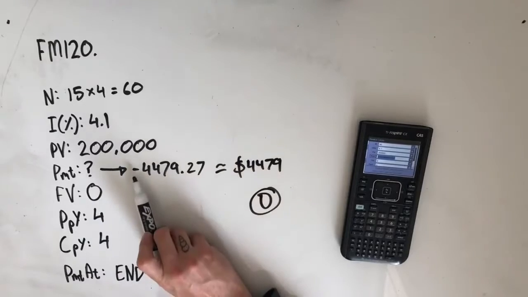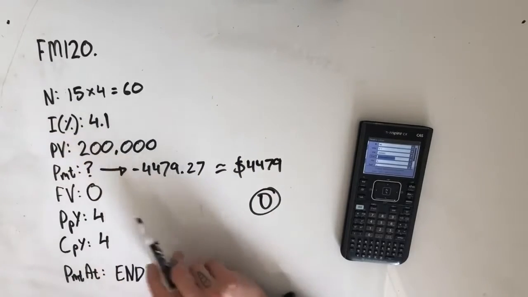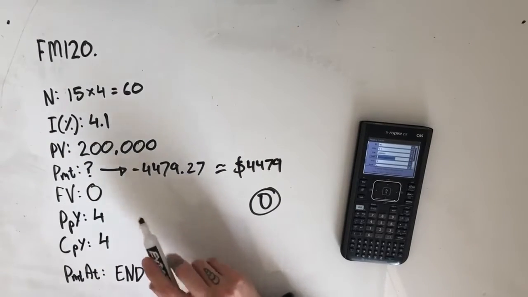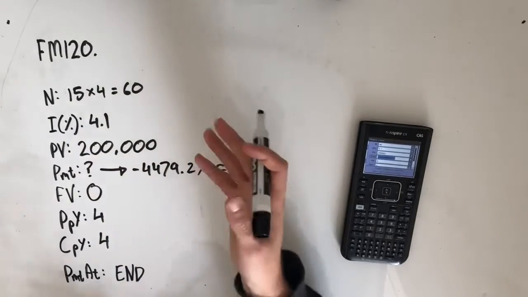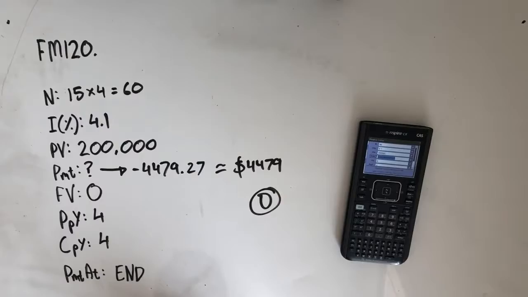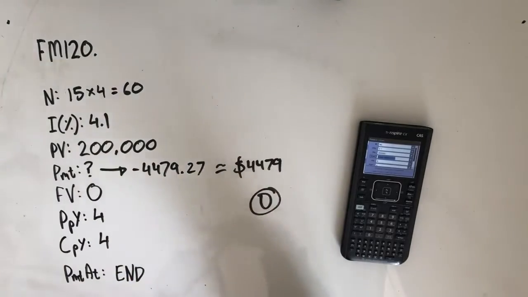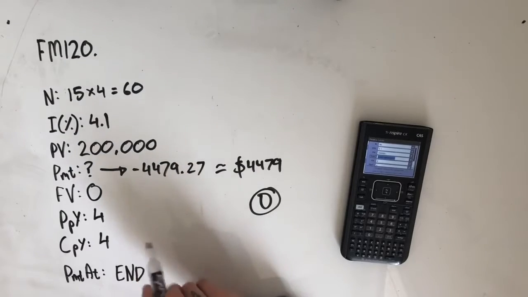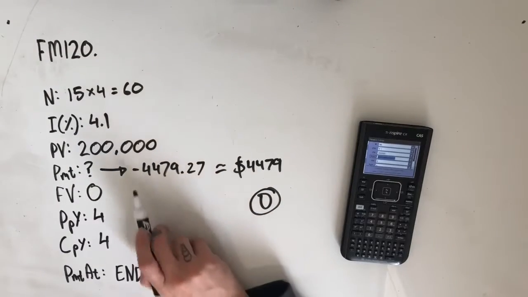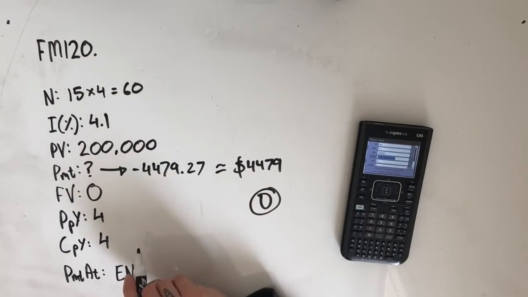Now, I'm going to quickly address this minus here, what that means. When we're talking about payment, the plus and minus actually pertains to whether we are paying that money or if that money is being paid to us. So this person is obviously making payments or giving the bank $4,479.27 each quarter, which is why we have this minus sign.